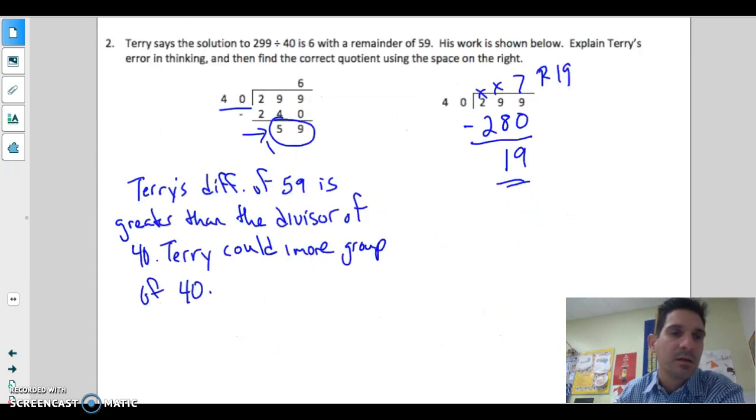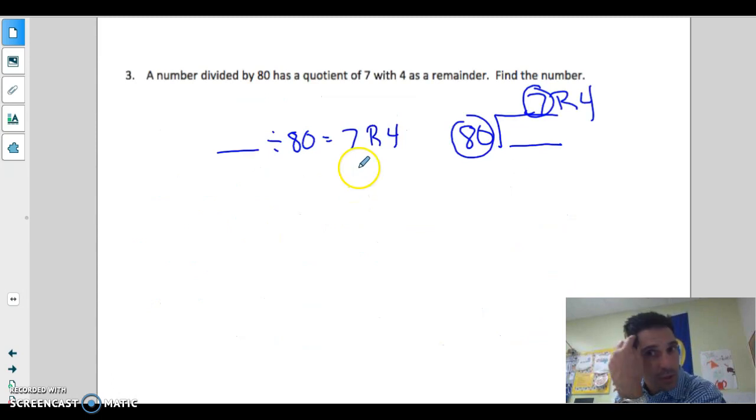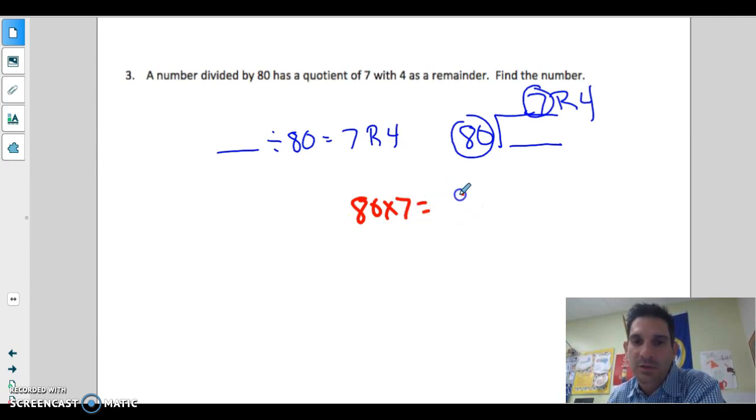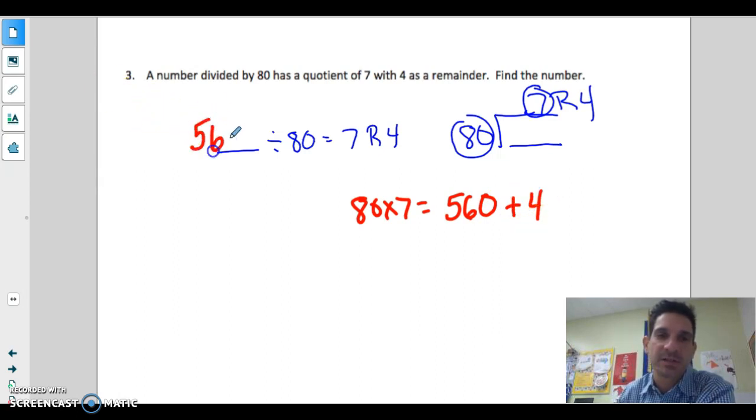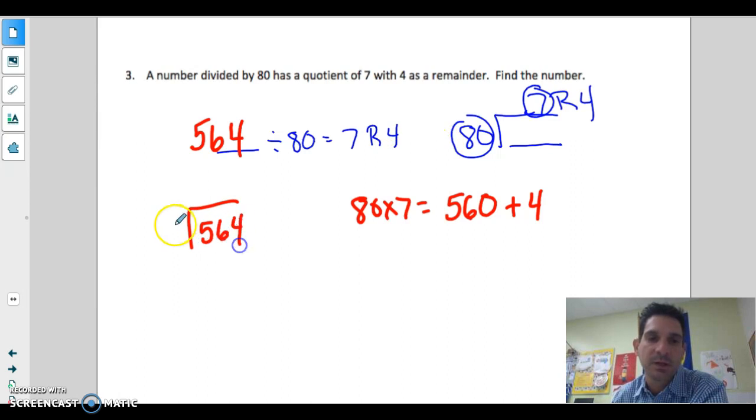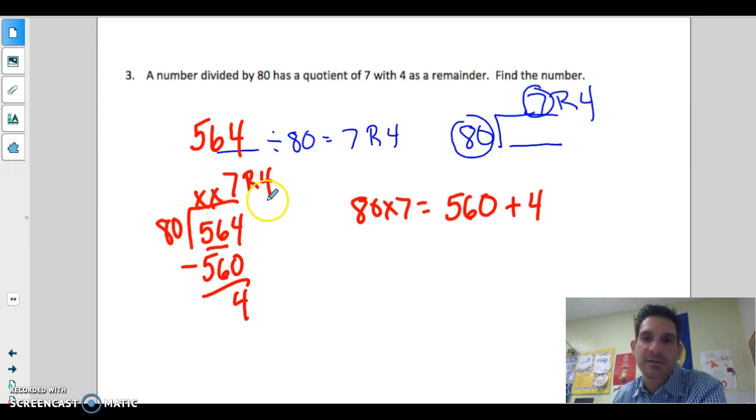So now, what could I multiply? Well, I could do 80 times 7, which is 560, plus 4. So I'm thinking my answer is 564 divided by 80. And if I do the work out just for fun, because that's what I like to do, again, knowing your facts, there you go. There's our answer. It's 564.